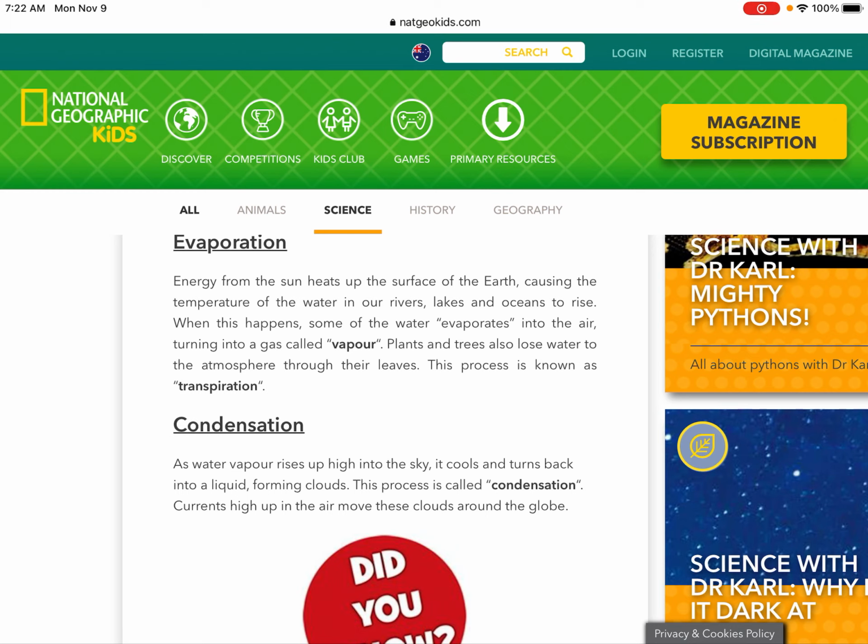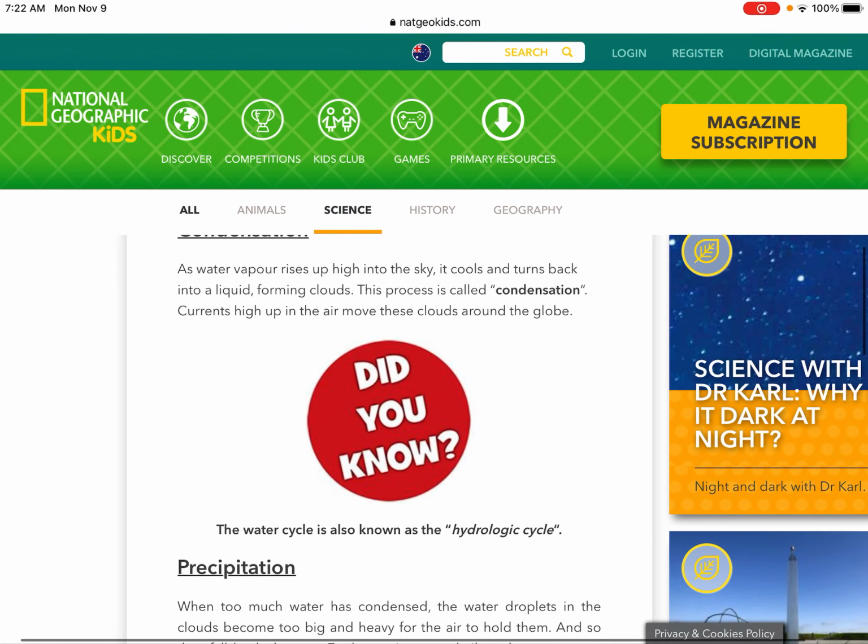Condensation. As water vapor rises up high into the sky, it cools and turns back into a liquid, forming clouds. This process is called condensation. Currents high up in the air move these clouds around the globe. Did you know the water cycle is also known as the hydrologic cycle?